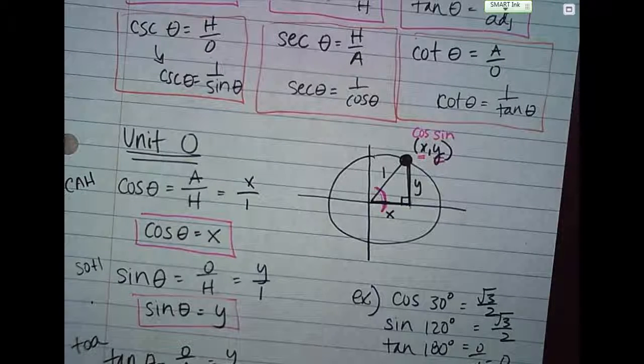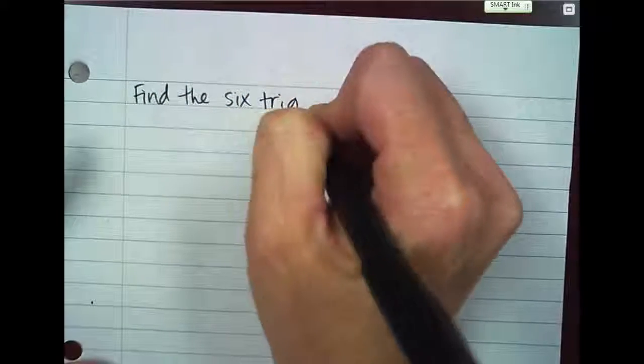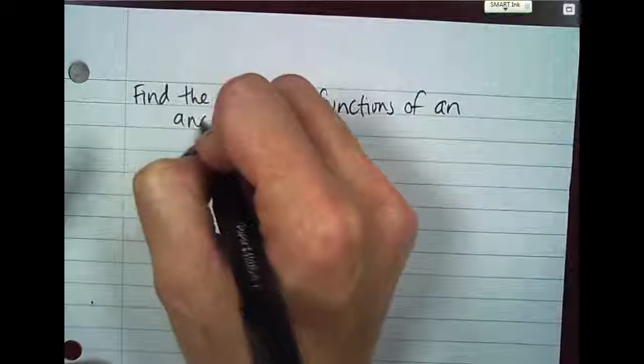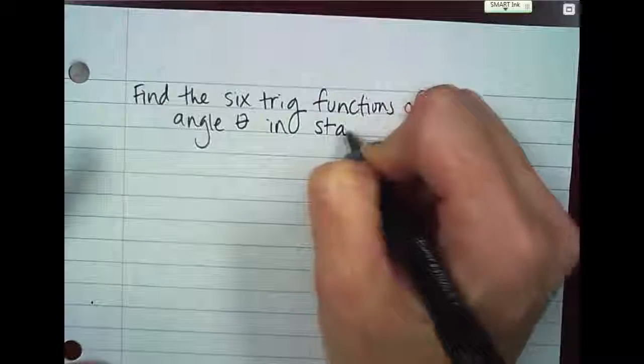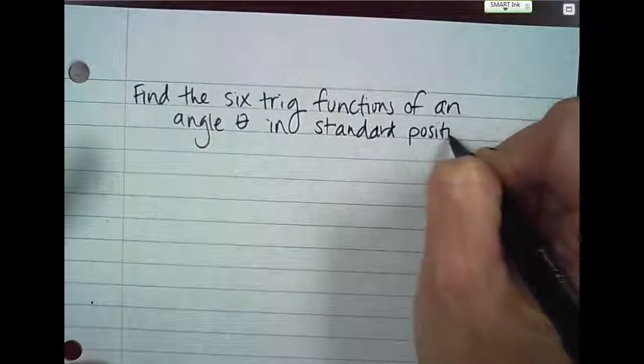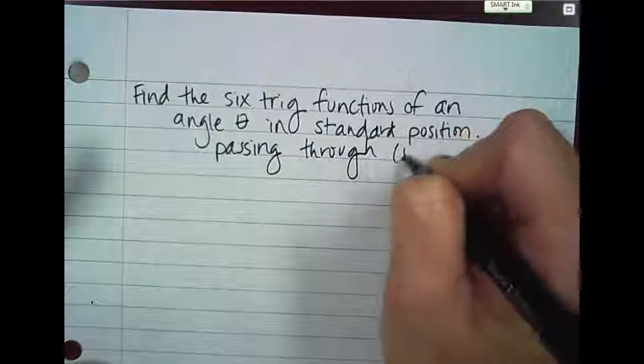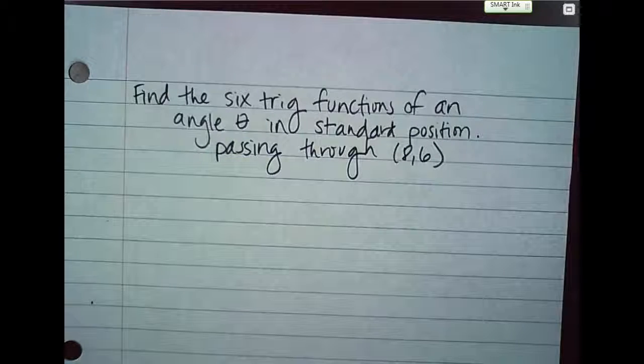Okay, we're about done for today. I'm going to let you write in the directions, and we're going to stop. We'll learn how to do it tomorrow. Find the 6 trig functions of an angle theta in standard position passing through 8, 6. So that 8, let's do 8, 6, guys. Okay, and then we'll finish tomorrow.